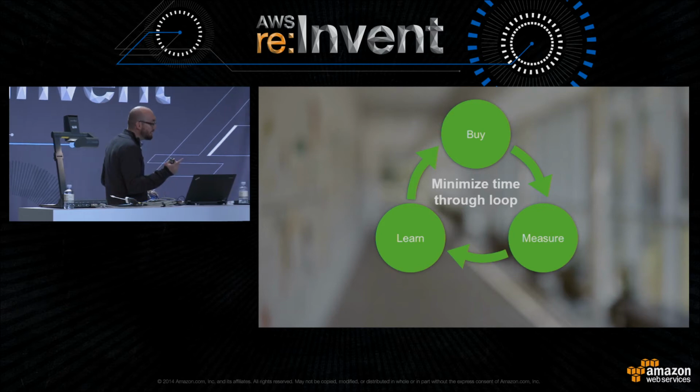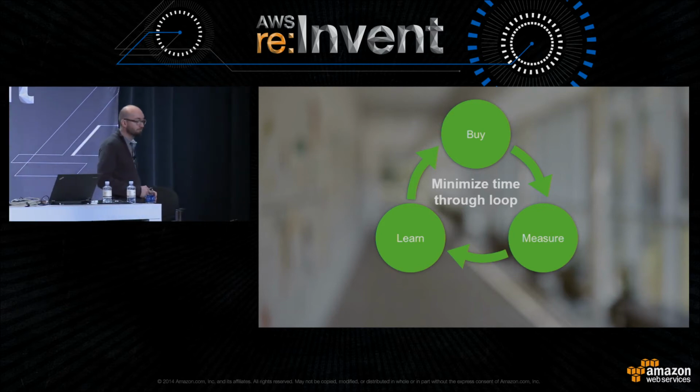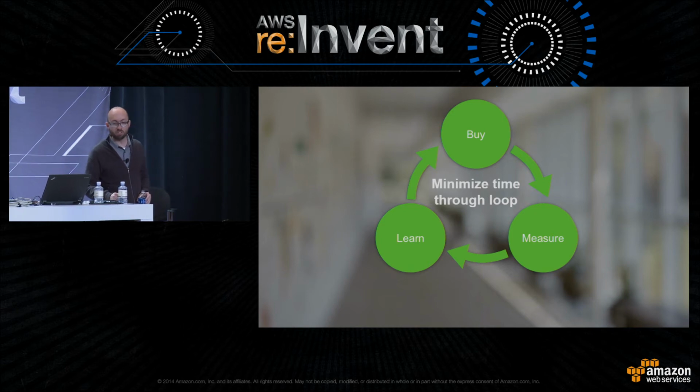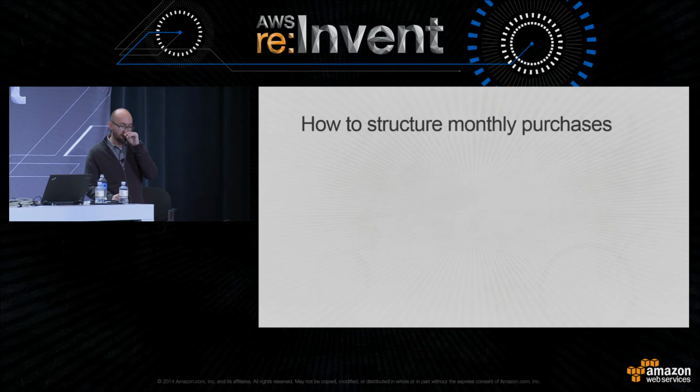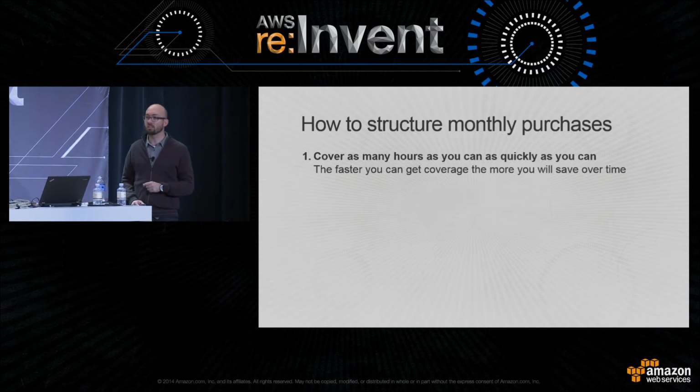By doing that, that helps drive minimizing the time through the loop and really helps reinforce the methodology. So how do you actually do this? How do you structure your monthly purchases? There are 4 things that I want to talk about here. The first is you want to cover as many hours as quickly as you can.